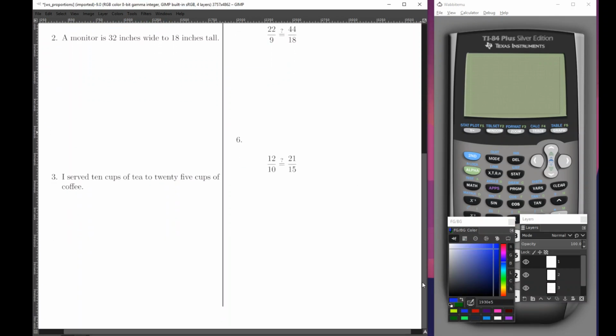Next, you guys can take a look at number 2. I'll do number 3. I served 10 cups of tea to 25 cups of coffee. That's 10 to 25. 5 goes into 10 twice. 5 goes into 25 5 times. This is 2 to 5.